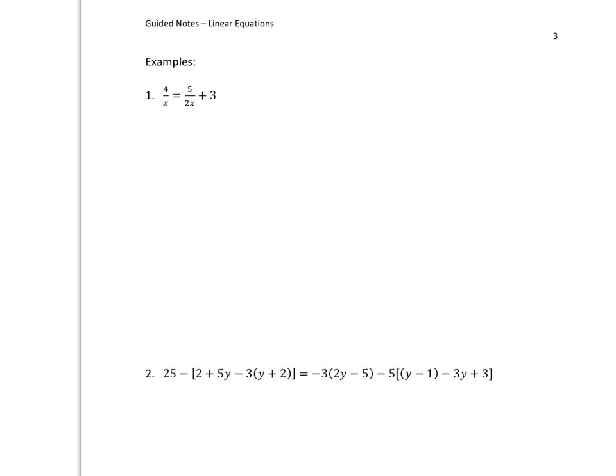Let's solve our first equation. You've got fractions. Denominators are x and 2x. What's going to be the LCD? LCD will be 2x. You're going to multiply every term on both sides by 2x.